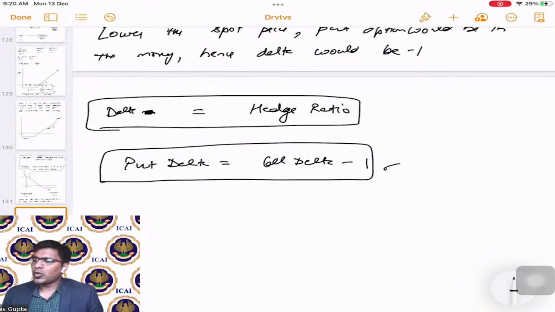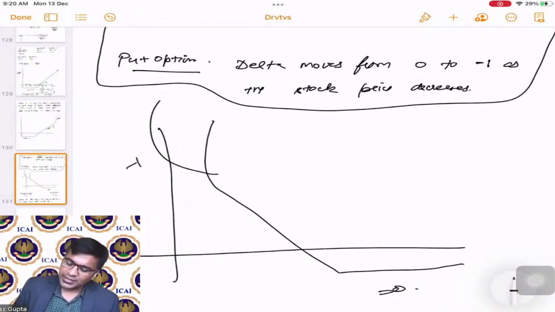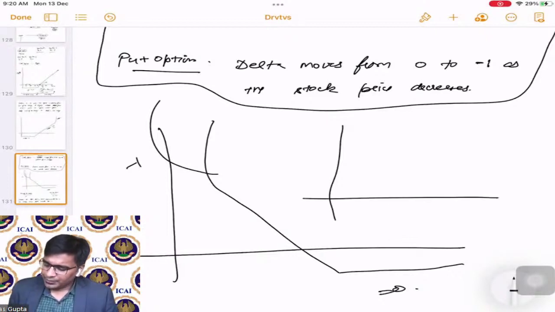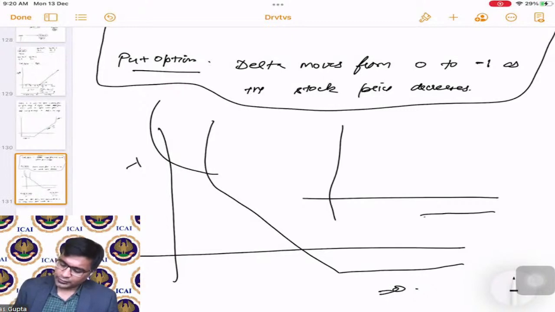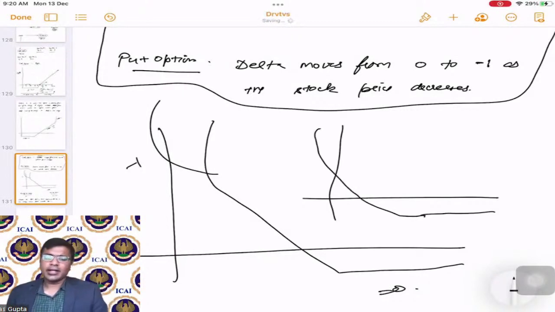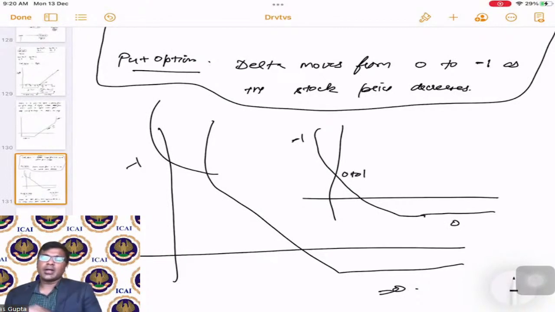Namita is saying please explain the put option graph again a bit slowly. So Namita, I am saying just ignore the graph here because it is not relevant, but still, if you want, this is what the graph looks like. Initially, when it is deep out of the money, slowly it is like this, and then it will go like this. So here it will be minus 1, here it will be 0, and here it will be 0 to 1. This is how the put delta is working.